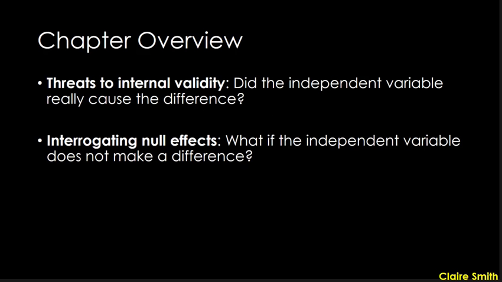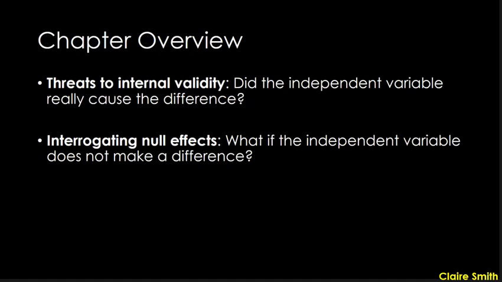Okay, chapter overview. The chapter is just two main sections. The first talks about some threats to internal validity, which we talked about a few last chapter in chapter 10. So we're going to reiterate those and then go over some new ones. And then the second section is just interrogating null effects. So if the independent variable does not make a difference, if the dependent variable has no significant change when we're manipulating the independent variable, we talk about why that might happen and what that means.